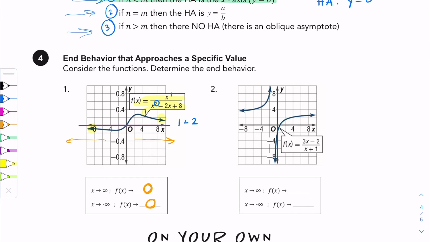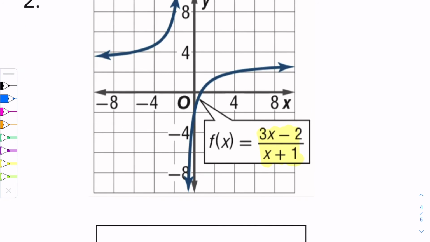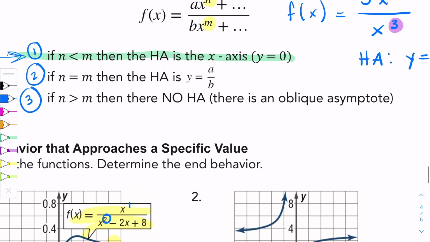And number 2. We have the function f of x is equal to 3x minus 2 divided by x minus 1. Well, the largest degree of the variable in the numerator is 1, and the largest degree of the variable in the denominator is also 1. That means we have 2 degrees that are equal. So a degree in the numerator and a degree in the denominator that are the same. That's the second case that I just highlighted.